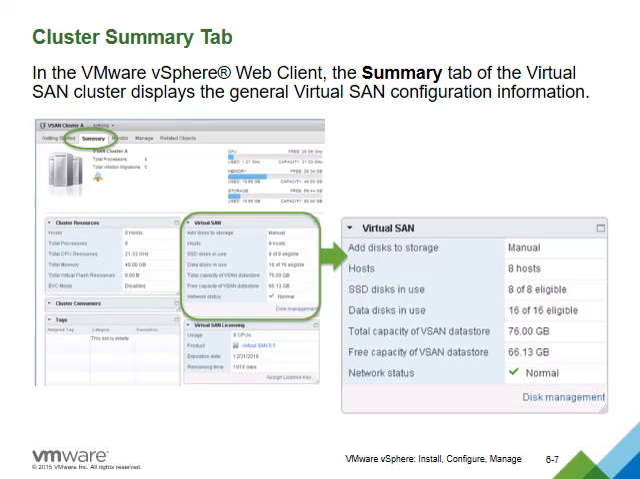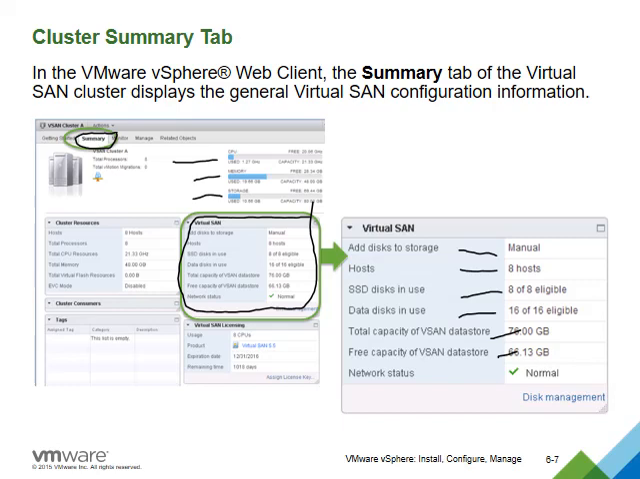In the vSphere web client, you can use the summary tab of a vSphere cluster. It displays the virtual SAN information. You can see utilization of the host right here. And then in the little pane right here, we have the virtual SAN. And it tells us we can add disks to storage as manual, 8 hosts, 8 of 8 solid state disk drives are in use, 16 are eligible. We have 76 gigabytes total, and 66 are free.